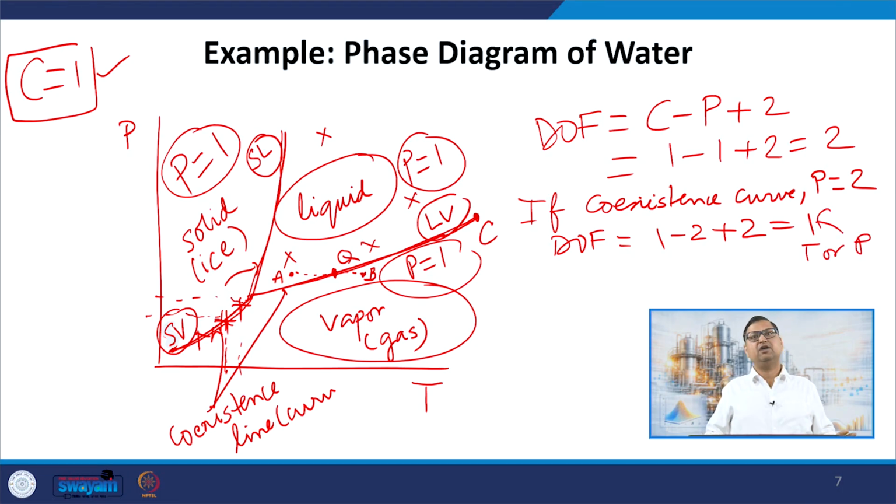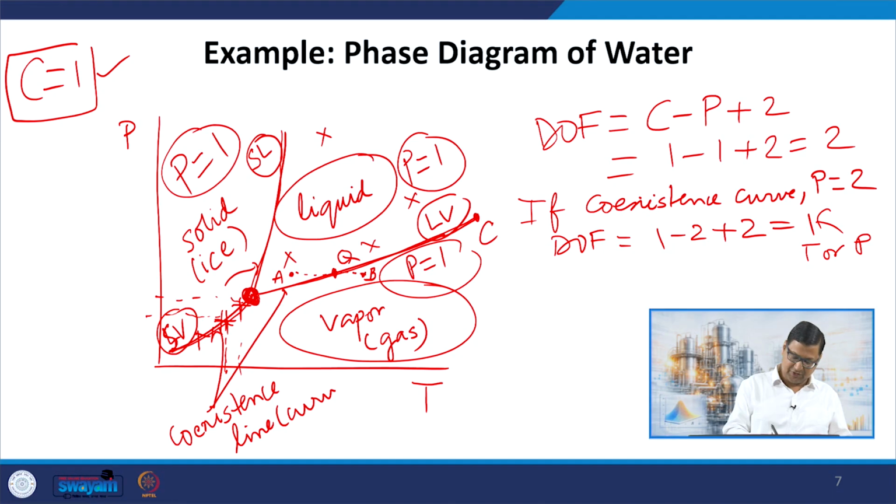Let us say the boiling point of water. At 1 atmosphere, the boiling point of water is close to 100 degrees Celsius. If I now raise the pressure, the boiling point is going to change, but the boiling point will be a function of the pressure. So, if I am on the boiling curve, then as soon as I choose the pressure, the temperature automatically gets defined. Similarly, as soon as I choose the temperature, the pressure automatically gets defined.